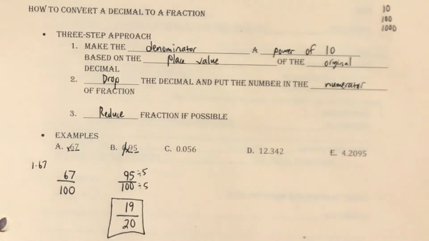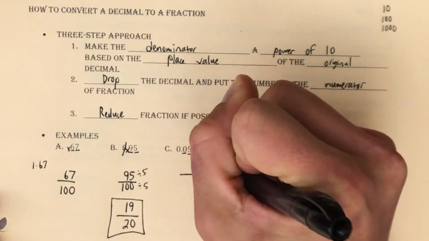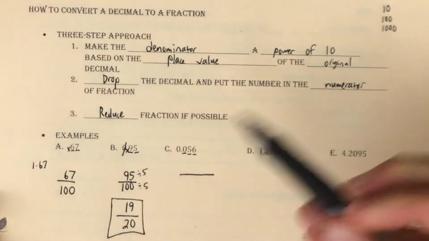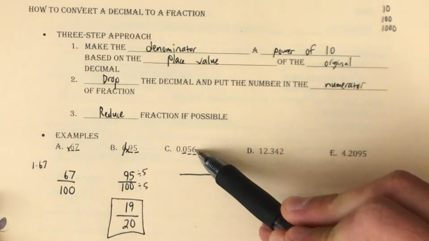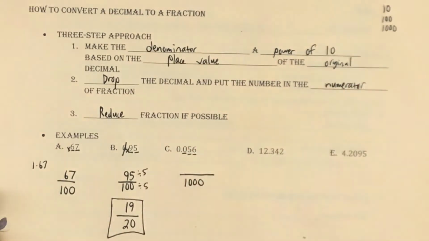All right, so example C, let's try that one out. So first things first, got to figure out my denominator of this fraction. Well, I see I have 1, 2, 3 decimal places this time. Well, that's tenths, hundredths, thousandths. So 1,000 is my denominator.